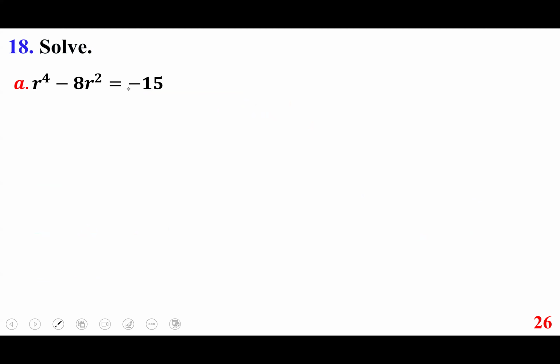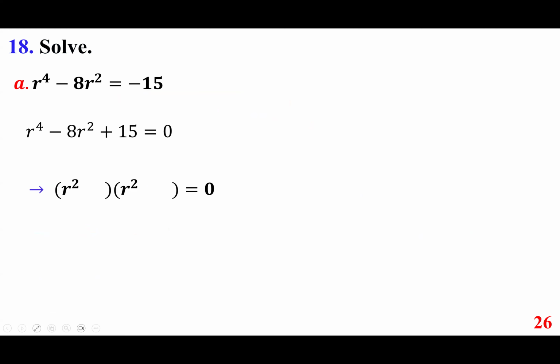All right, we want to solve r to the power of 4 minus 8r squared minus 15, and we're going to move the negative 15, make it positive on the left. You can factor it just the way it is. If you have a difficult time with that, you can let something represent r squared, for example, x, and do it that way.